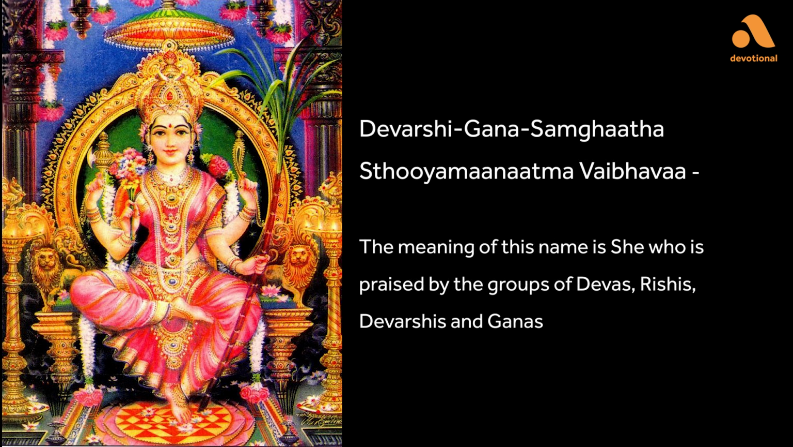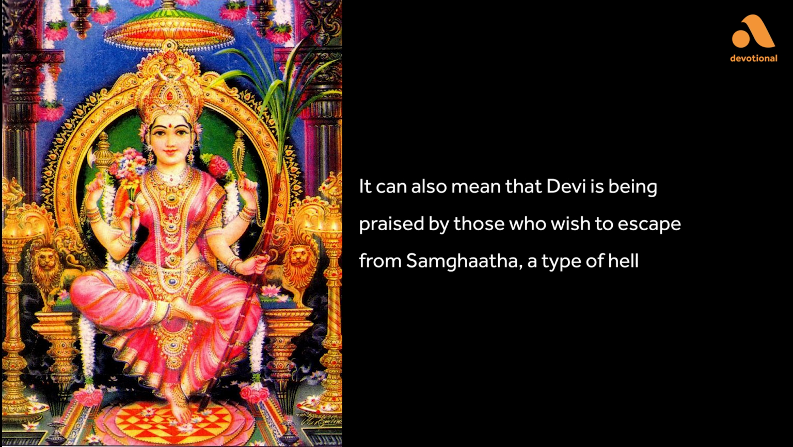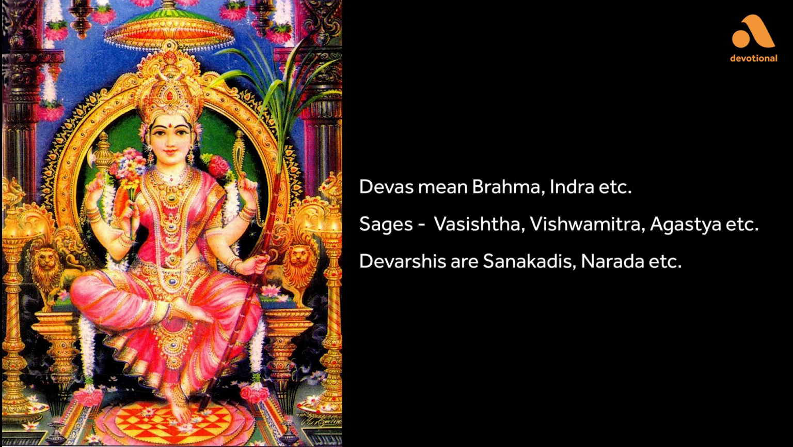Devarshi Ganasanghata Stuyamanatma Vaibhava. The meaning of this name is she who is praised by the groups of Devas, Rishis, Devarshis, and Ganas. It can also mean that Devi is being praised by those who wish to escape from the Sanghata, a type of hell. Devas mean Brahma, Indra, etc. Sages: Vasishta, Vishwamitra, Agastya, etc. Devarshis are Sanakadis, Narada, etc.